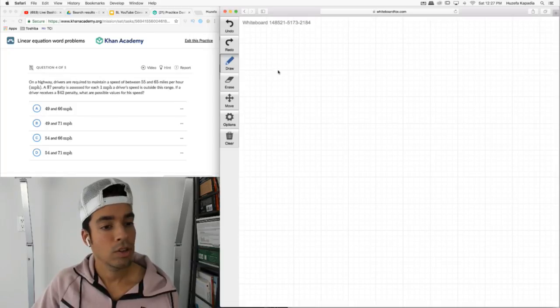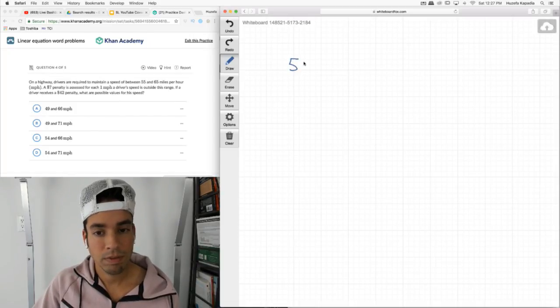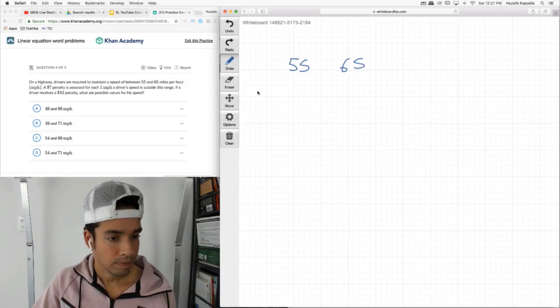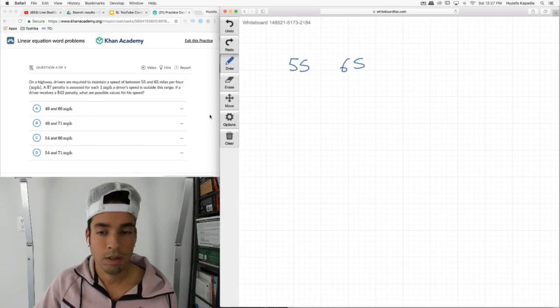On a highway, drivers are required to maintain a speed of between 55 and 65 miles per hour. A $7 penalty is assessed for each 1 mile per hour a driver's speed is outside of this range. If a driver receives a $42 penalty, what are the possible values?